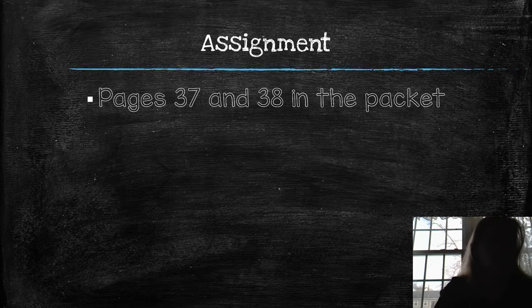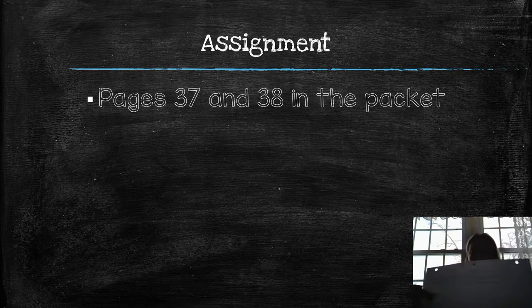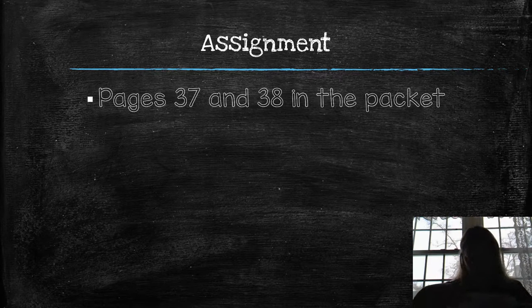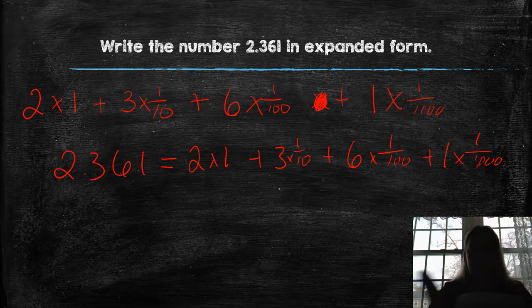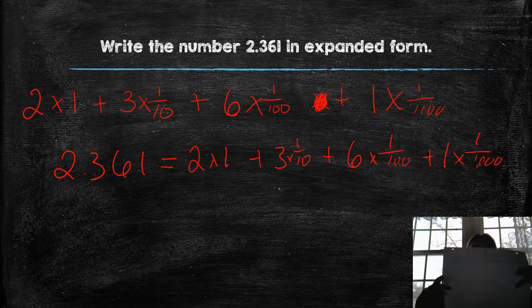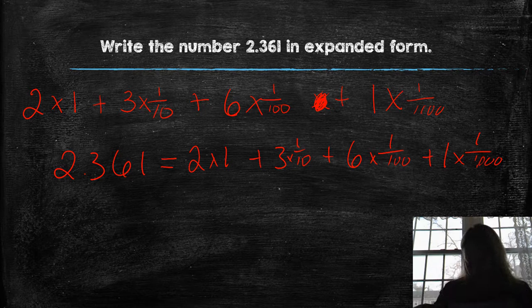Now, in the packet, it's showing you that you have a standard form, and it wants you to write it out in expanded form, which is what we just did here. Then on 38, it wants you to read the expanded form and write the number in standard form, meaning it's going to give you all of this up here, and it wants you to tell the number if it was not written out in expanded form.